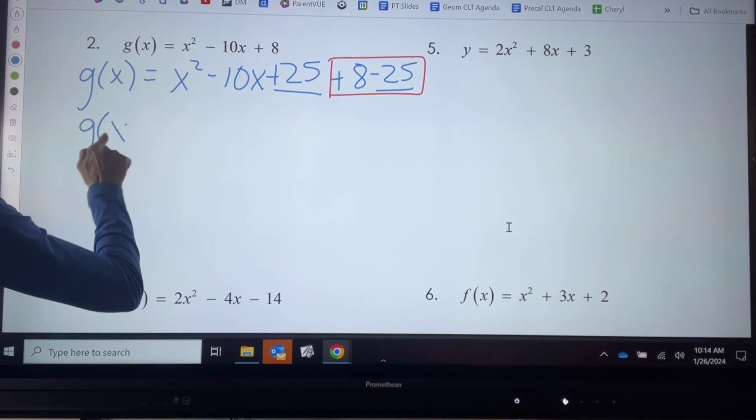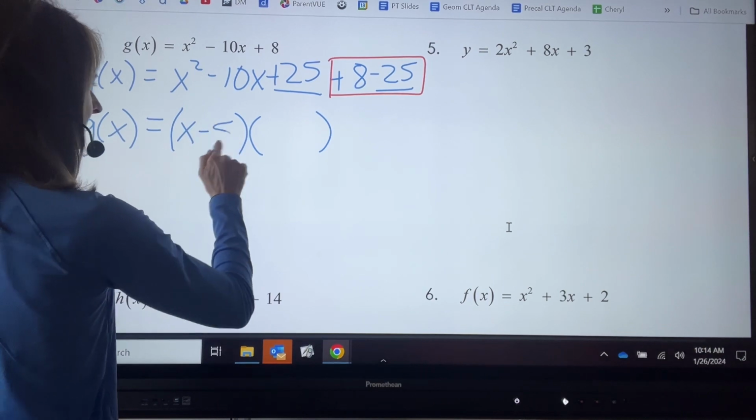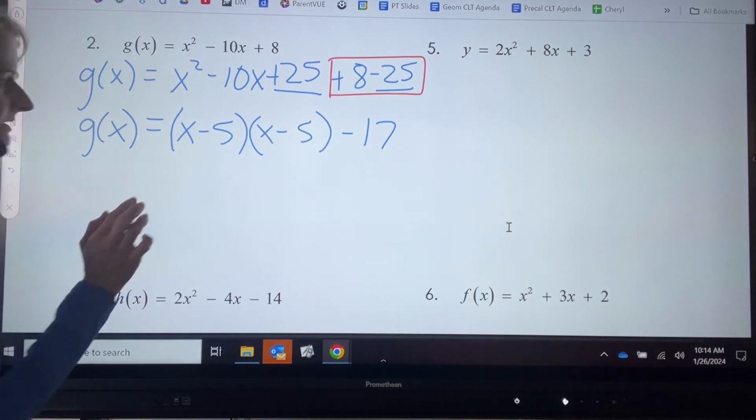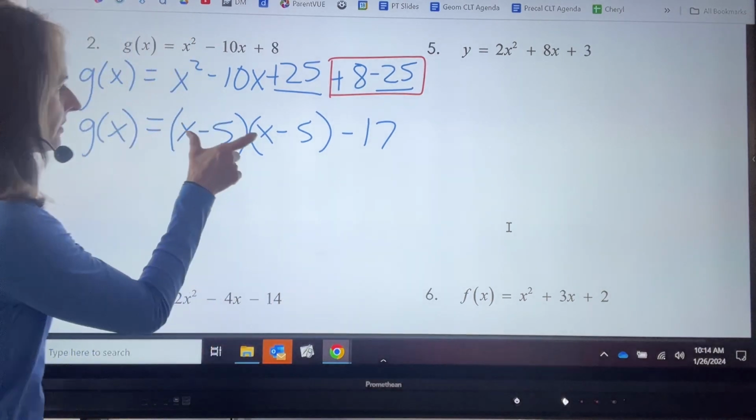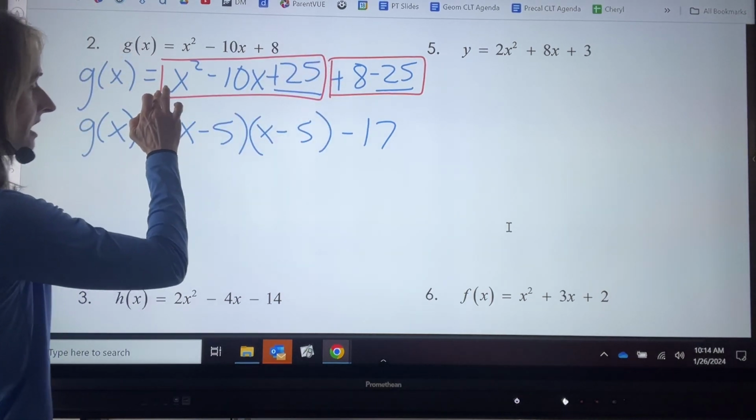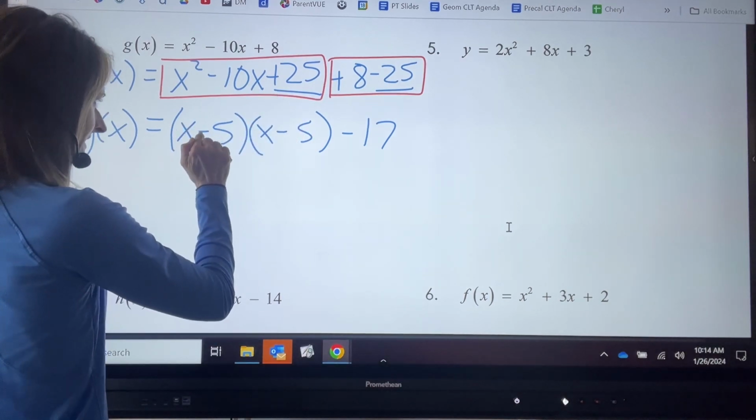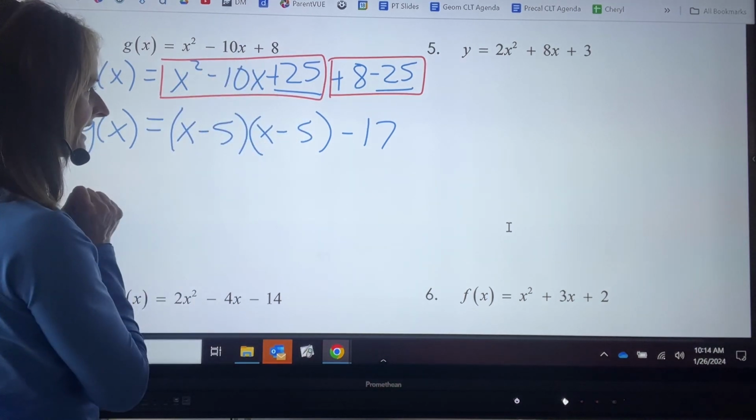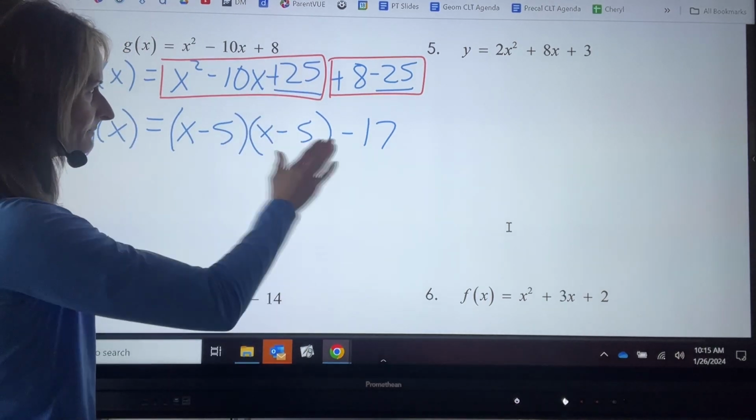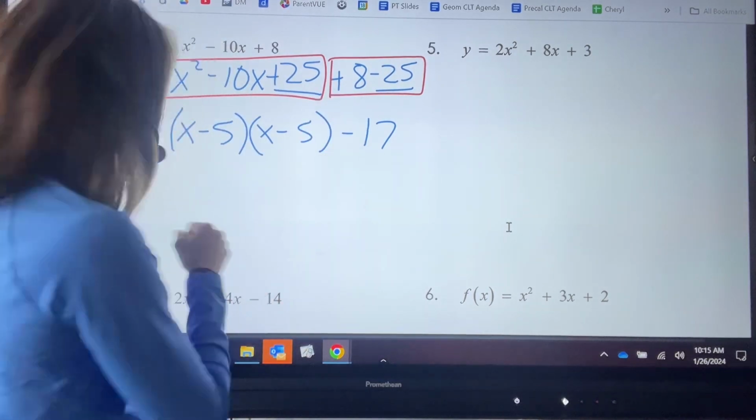So g of x equals, and I'll write it like this first just for everyone the first time, x minus 5, and then what's this, minus 17, right? Someone correct me if I'm wrong. This part comes from this part right here. x times x, x squared, x times negative 5, negative 5 times x, that's a negative 10x. Negative 5 times negative 5, positive 25. Usually we just skip this step, but I'm writing it because I want you guys to see that step. We're not going to do that in the next problem.